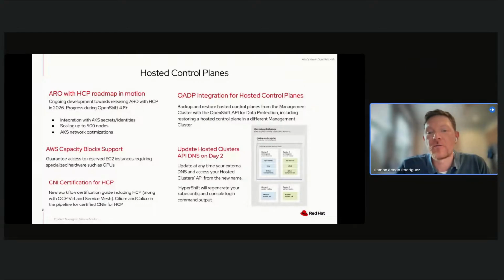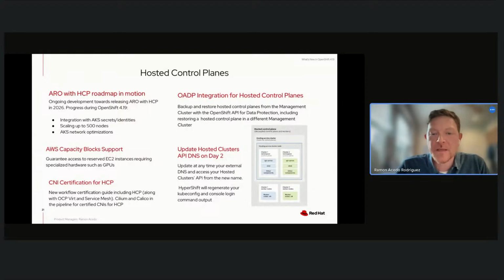OADP integration for hosted control planes. Now you can back up and restore hosted control planes from the management cluster with the OpenShift API for Data Protection, including restoring hosted control planes in a different management cluster. So you can have a hosted control plane run in a management cluster, and through this new integration, now you can restore it in a separate management cluster, effectively allowing you to migrate between management clusters.